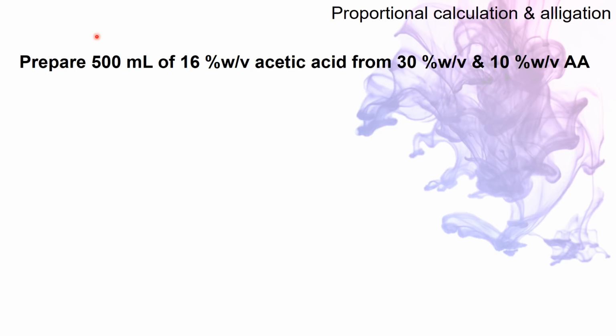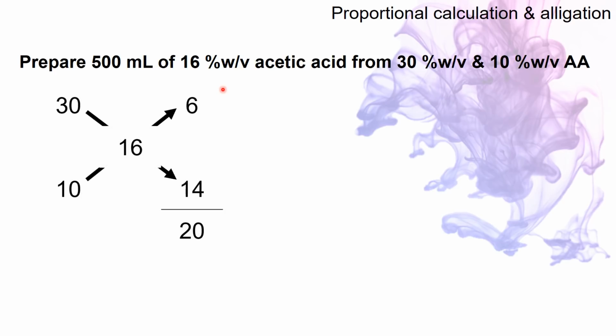First, let's look at this example where you have to prepare 500 ml of an intermediate strength of acetic acid of 16% from 10% and 30% of it. Put them on the double cross principle. It's either way: on your left panel, it's either 10 or 30, you can put the other on the other side.